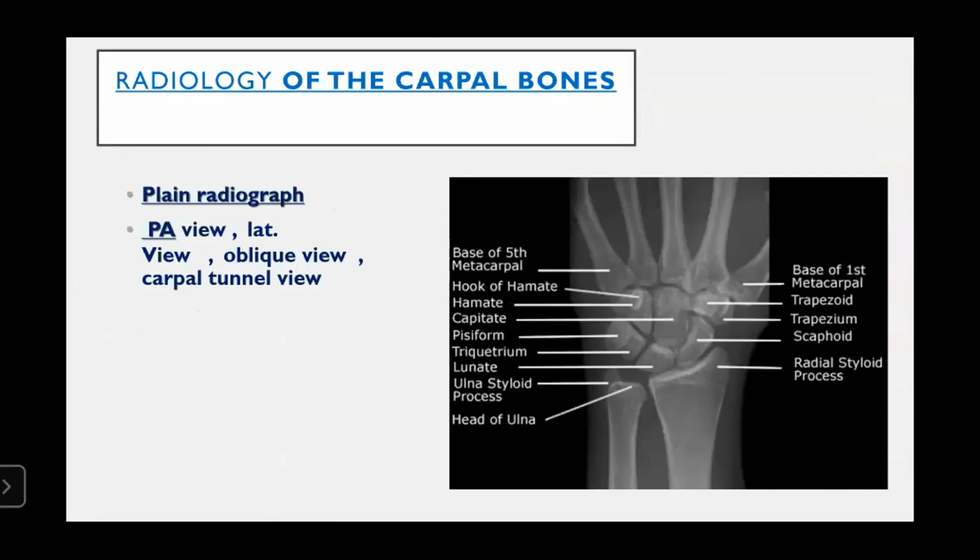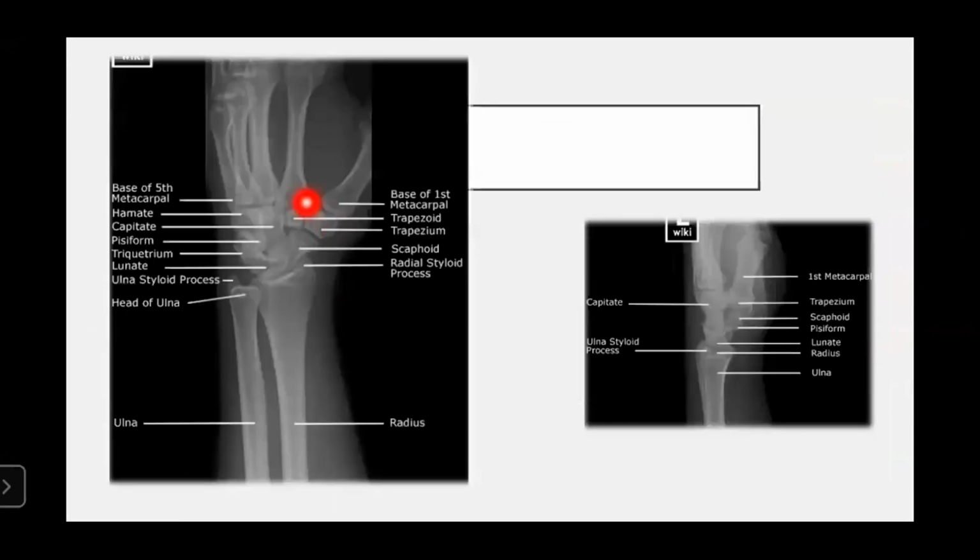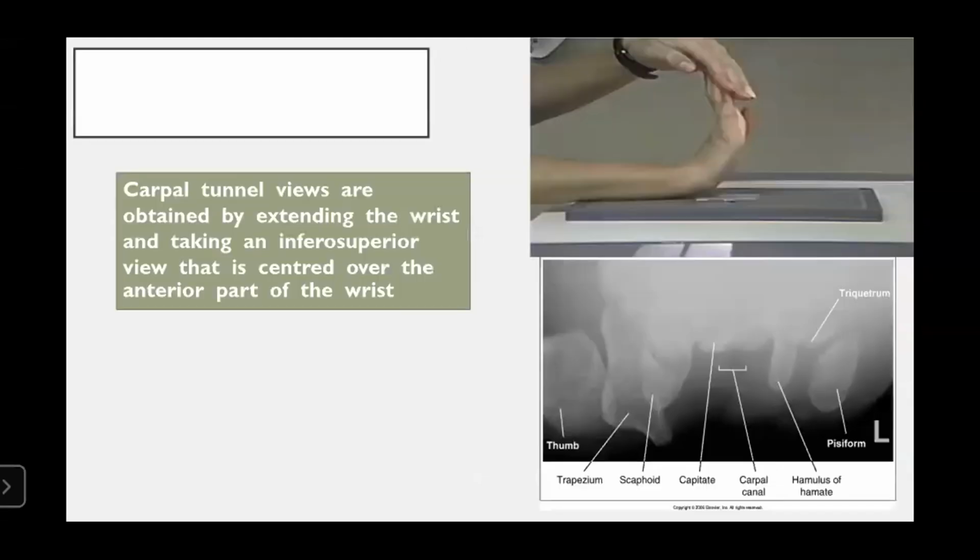Radiology of the carpal bones. We have the PA view, lateral, oblique, and carpal tunnel view. This is the PA view, showing the proximal row and distal row of carpal bones. This is the oblique view and lateral view.